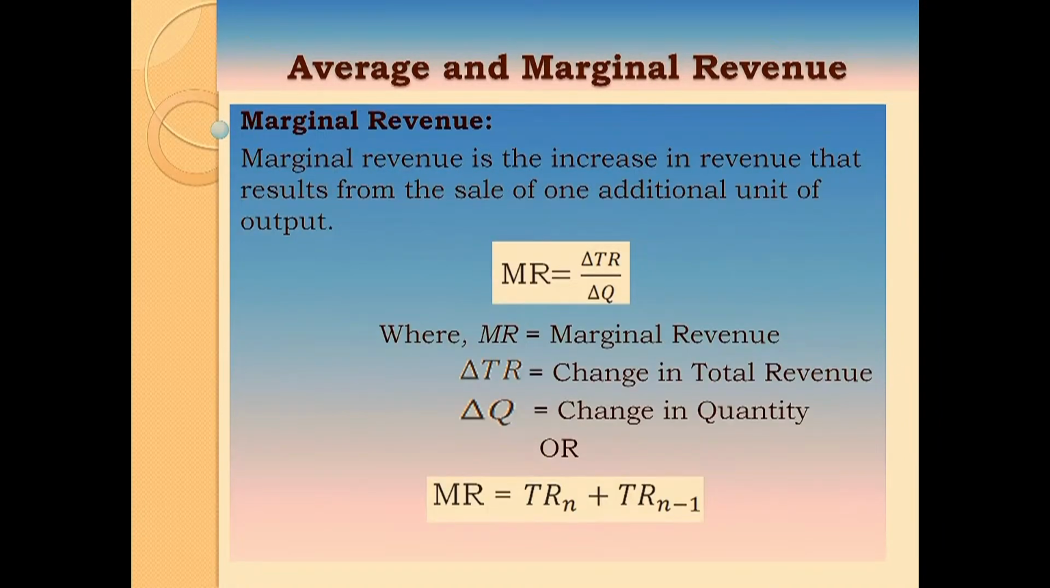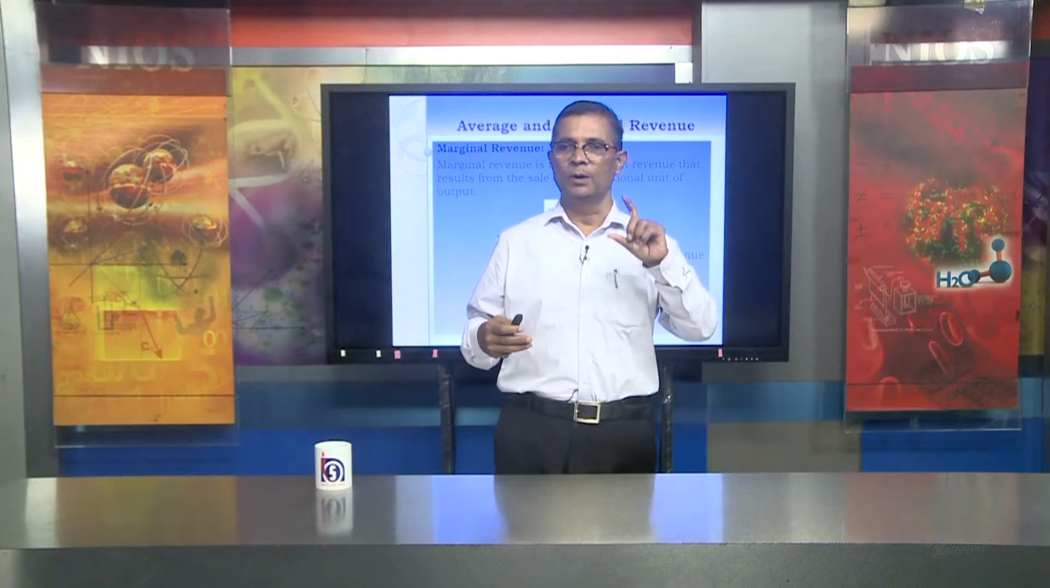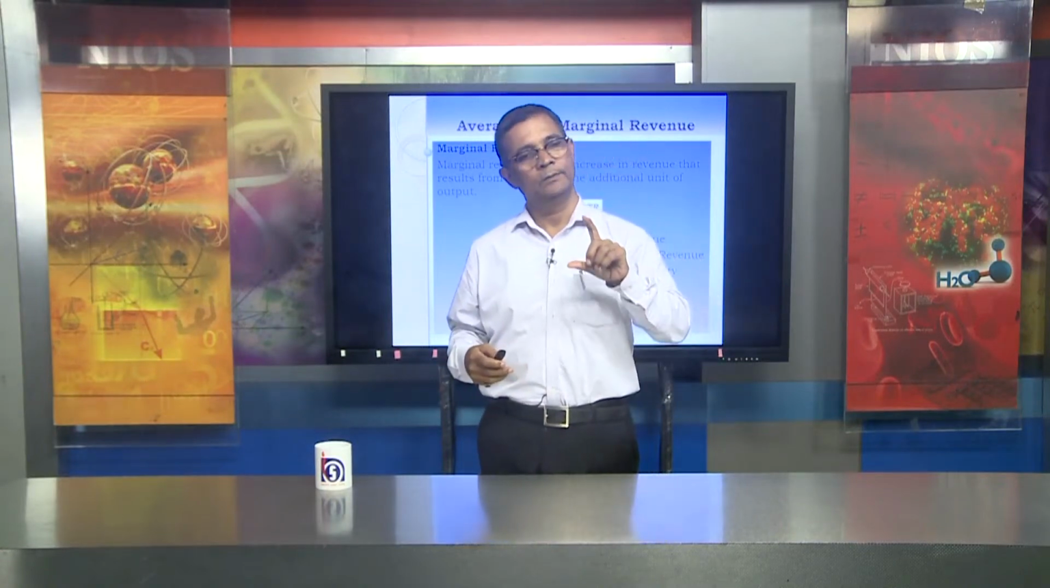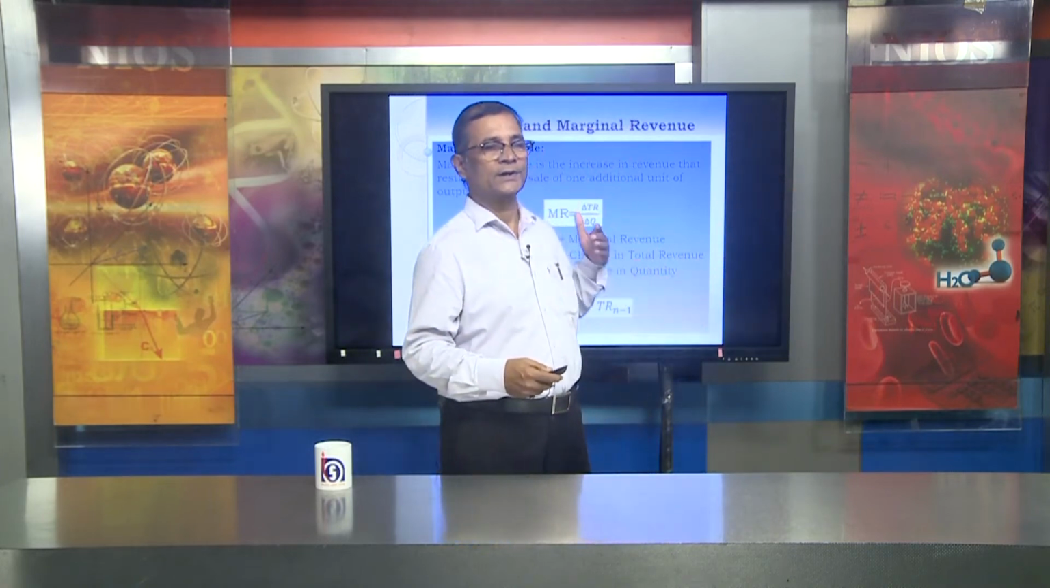Now next to this, marginal revenue. Again the same is there. MR is equal to delta TR upon delta Q. Okay, what we see? Increase in total revenue and increase in quantity sold out, दोनों का जब हम ratio लेंगे तो हमें marginal revenue मिलेगा. Okay, so these are all about the concept of revenue and cost.